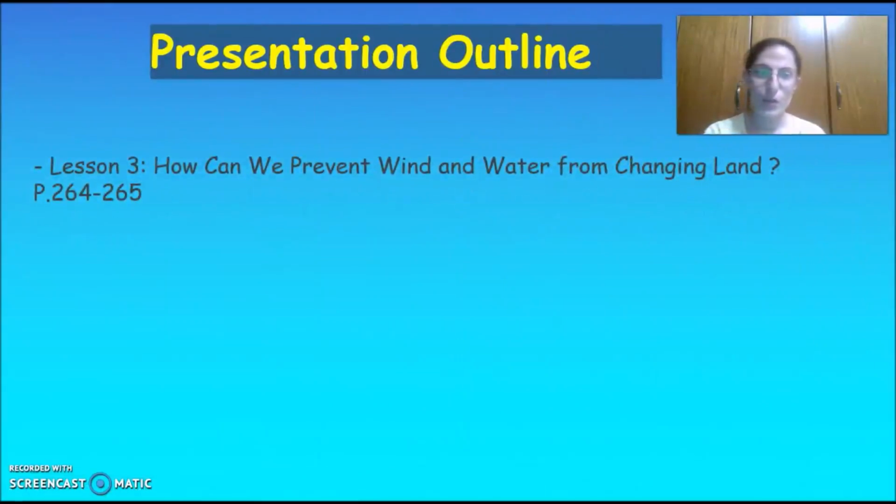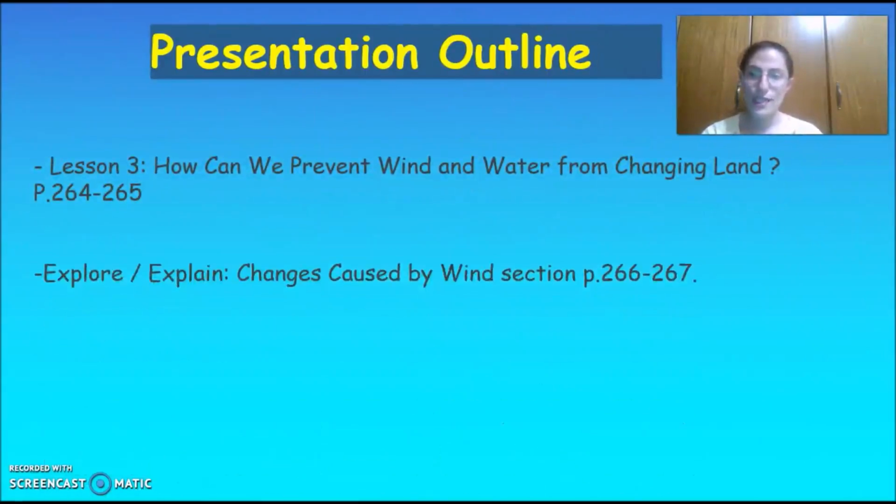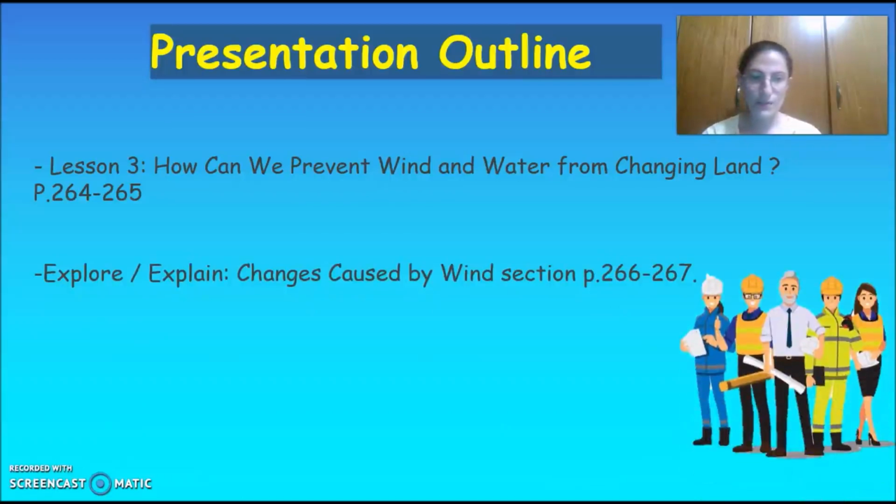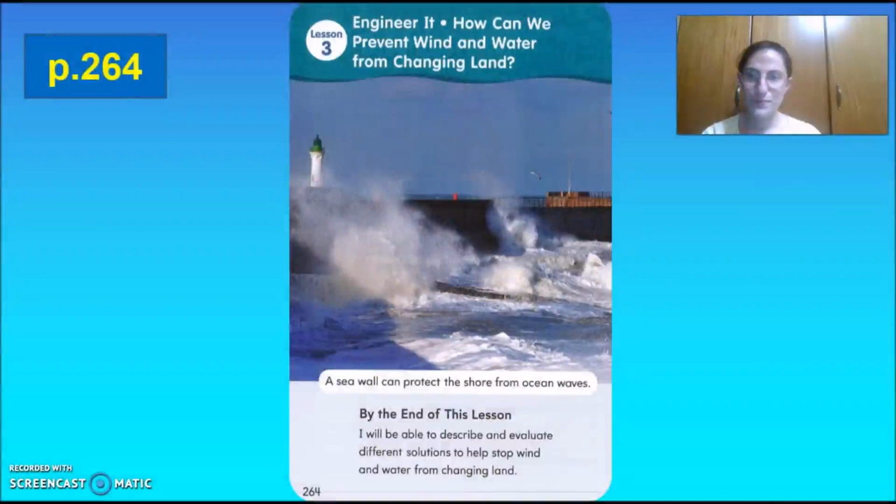Lesson 3, How can we prevent wind and water from changing land, pages 264 to 265. Explore, and explain changes caused by wind section, pages 266 to 267. Are you ready? We open to page 264.